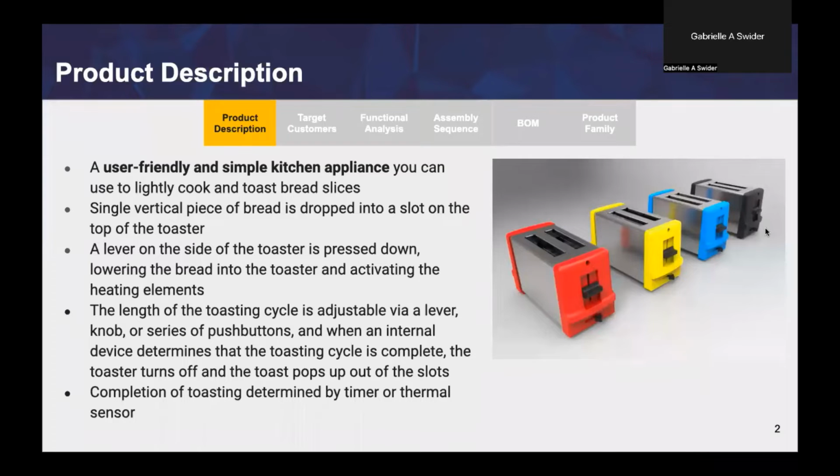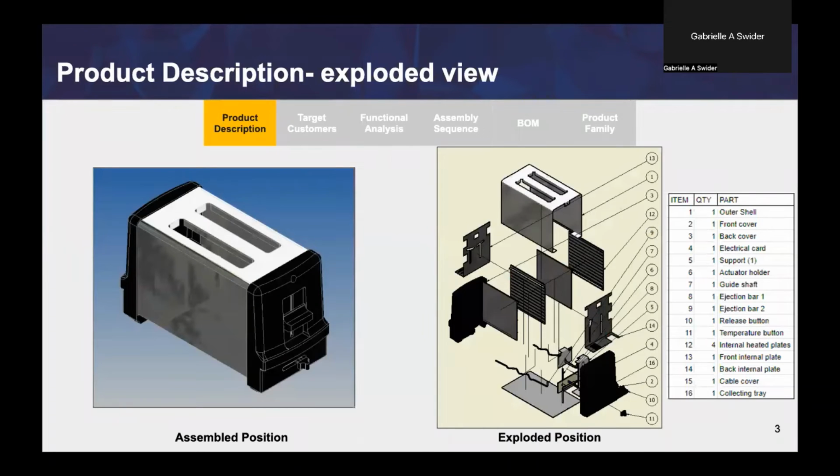So first, we're going to give a quick product description. A toaster is a user-friendly and simple kitchen appliance which users use to lightly cook and toast bread slices. Here is an assembled position of our toaster that we are redesigning. And on the right is an exploded view of that toaster, labeling the 16 different components of said toaster.